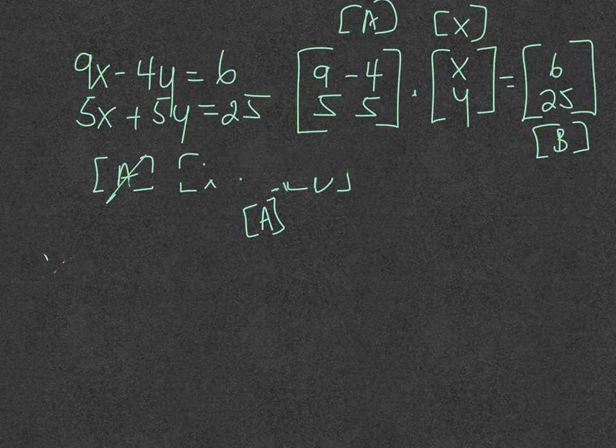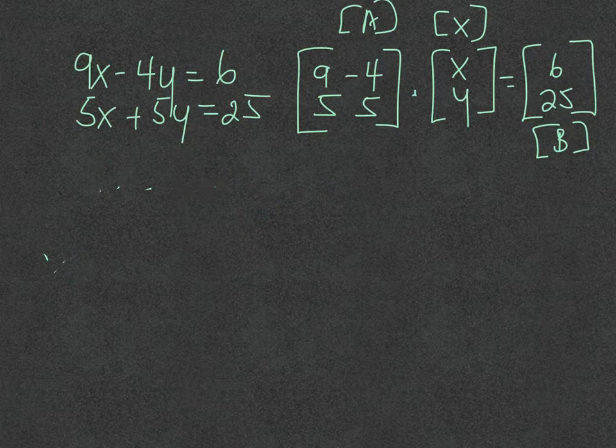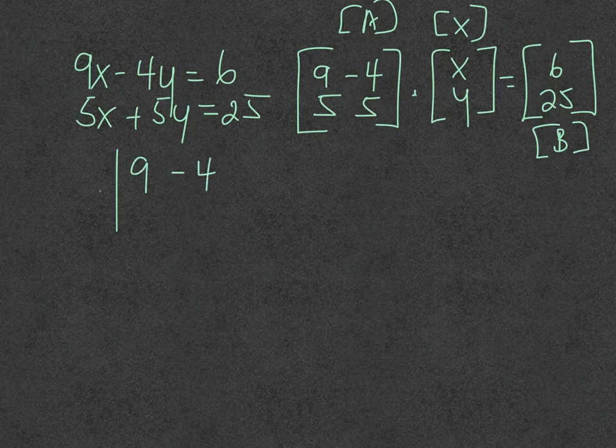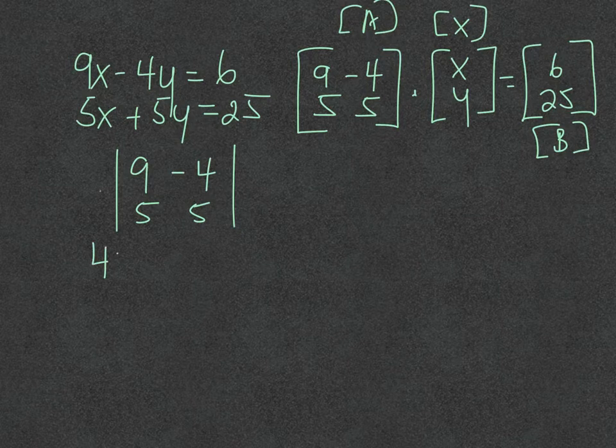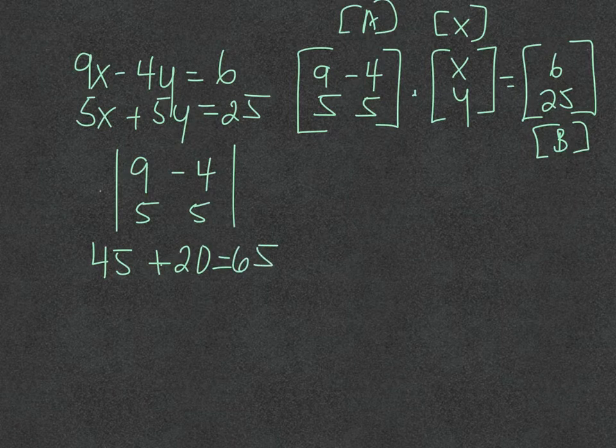I'm just going to erase this. We're going to start by finding the inverse matrix. Remember, the first step is to find the determinant. Determinant of 9, -4, 5, and 5. We are doing 9 times 5 is 45, minus -4 times 5 is 20, so we're going to do plus 20. We get a big number again, but it doesn't matter. We get 65 here. Good. So this is our determinant.